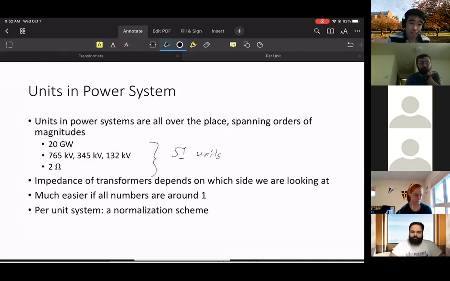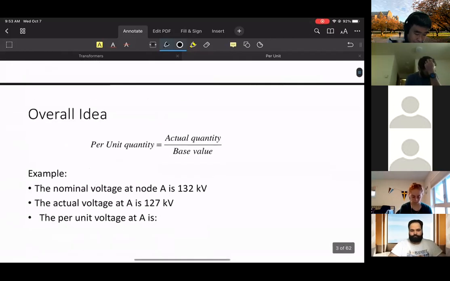As a reminder, the first part of the class is how to get a complicated power system to look like a circuit. The second part of the class is how do I solve this? So we're still in the first part.